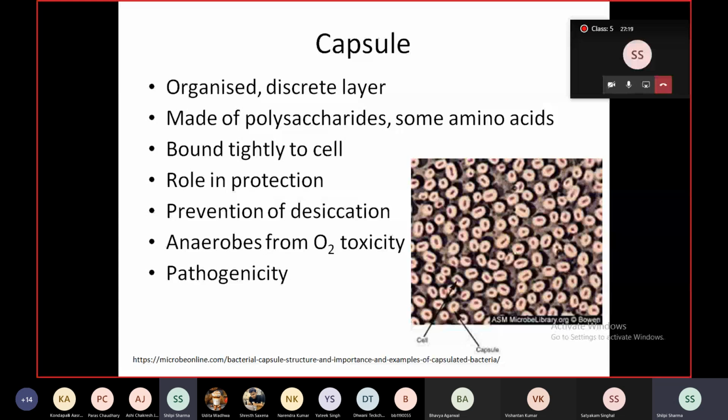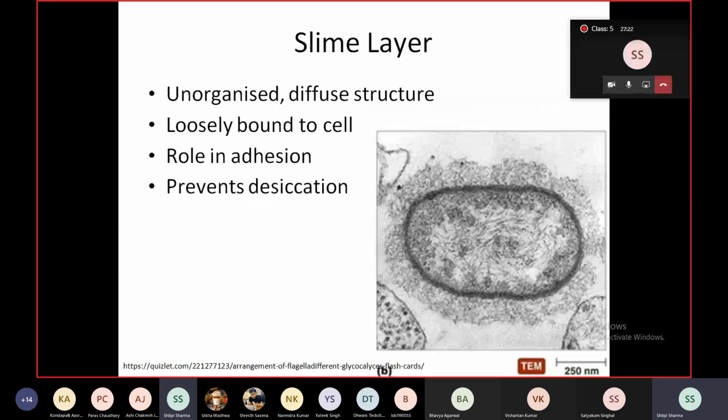In contrast to the capsules, the other type of glycocalyx is called the slime layer. As the name suggests, it is slimy, unorganized, and is easily sloughed off from the cell as there are no covalent attachments with the inner layer. It is rich in moisture, so it protects the cell from desiccation. It also protects the cell from cell wall degrading enzymes and functions in adhesion to surfaces. It even serves as a reservoir for nutrients by trapping them.